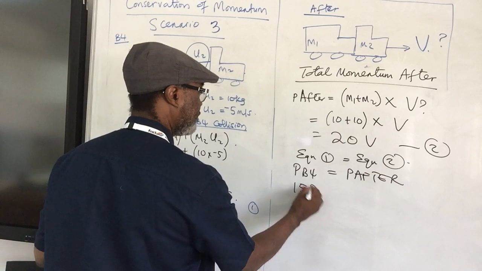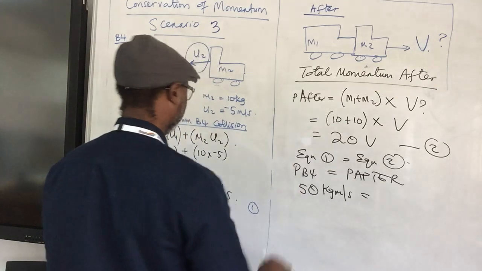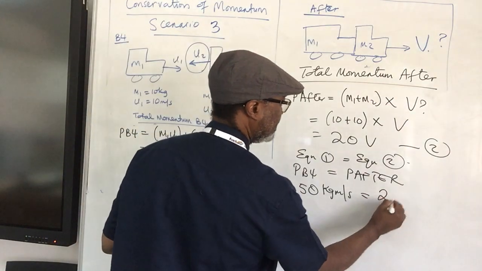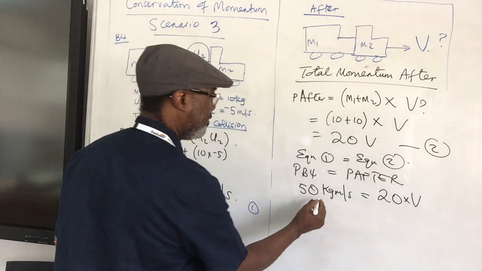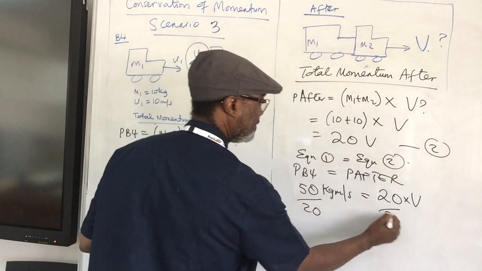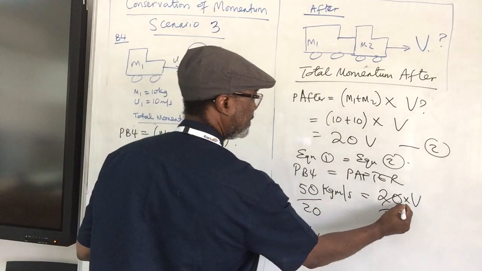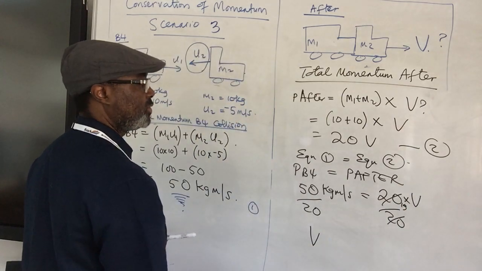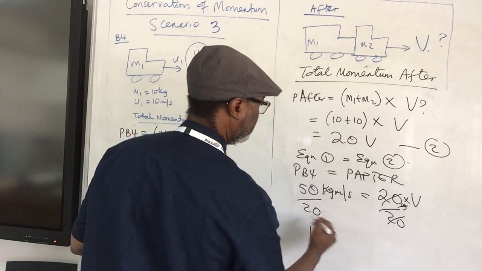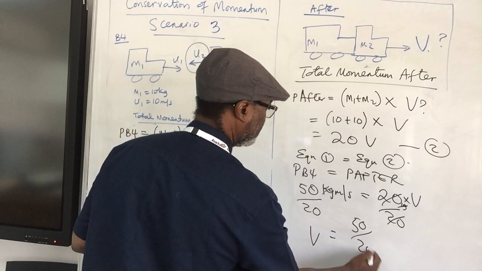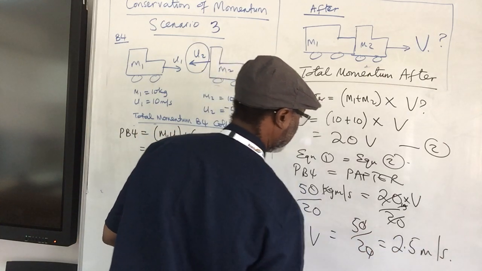And momentum before is 50 kilogram meters per second, and that is the same as 20 multiplied by V. So if you divide both sides by 20, you're going to end up with V. So this is 20 kilogram times V, and you're going to end up with V equals 50 over 20, which is the same as 2.5 meters per second.